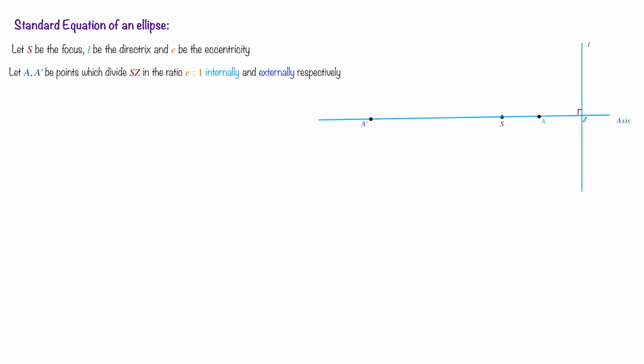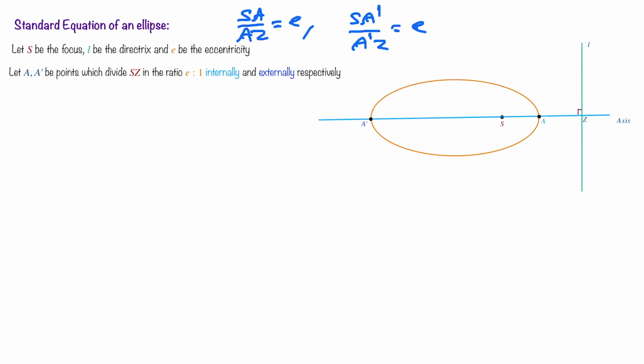What is the meaning of that? SA by AZ equals e, and also SA dash by A dash Z equals e. So, by definition of an ellipse, we can see that these two points A and A dash on this axis are also points on the ellipse. That's why our ellipse must be something like this. Now let us take the midpoint of this AA dash as C, and also take it as the origin.